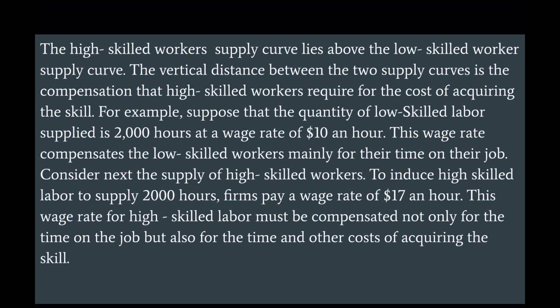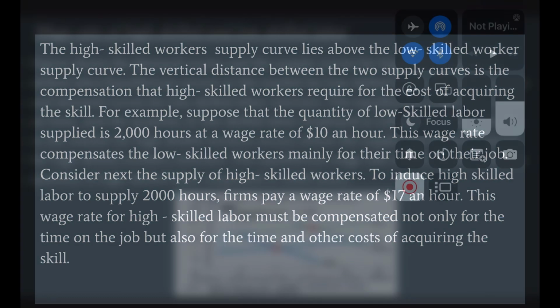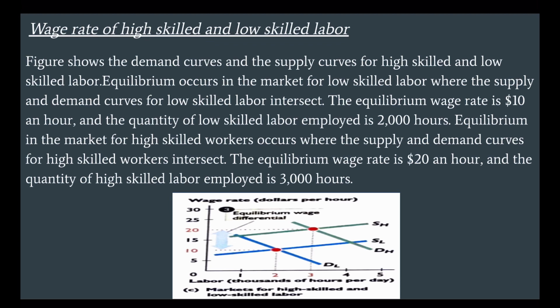Consider next the supply of high-skilled workers. To induce high-skilled labor to supply 2,000 hours, firms pay a wage rate of $17 an hour. This wage rate for high-skilled labor must compensate not only for the time on the job, but also for the time and other cost of acquiring the skill. The wage rate of high-skilled and low-skilled labor. The figure shows the demand curve and supply curve of high-skilled and low-skilled labor.